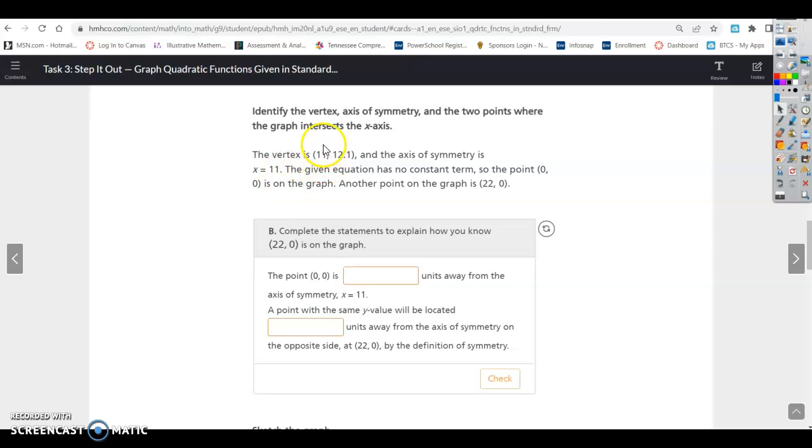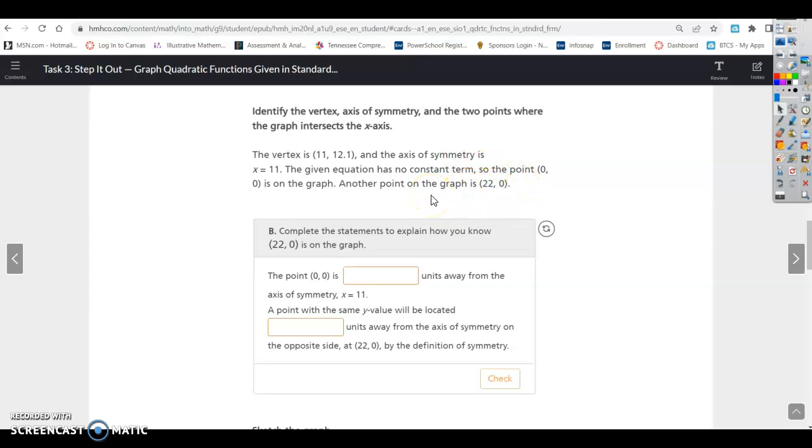So the axis of symmetry always goes through the x of the vertex. The given equation has no constant term, so the point 0, 0 is on the graph. Another point on the graph is 22, 0. All right, so if this is 11 and we know that 0, 0 is on the graph, we know that's 11 units to the left. And if we add 11 units to the right, that's where the 22, 0 comes from.